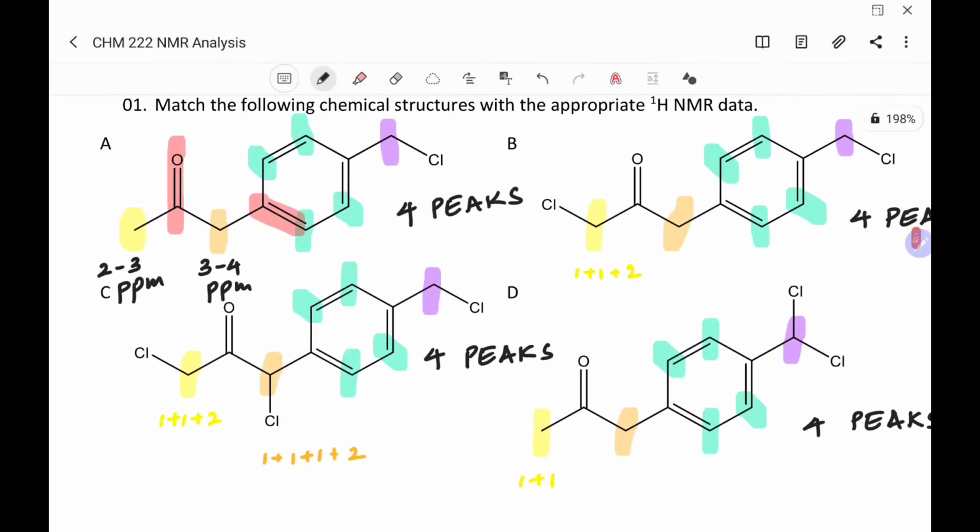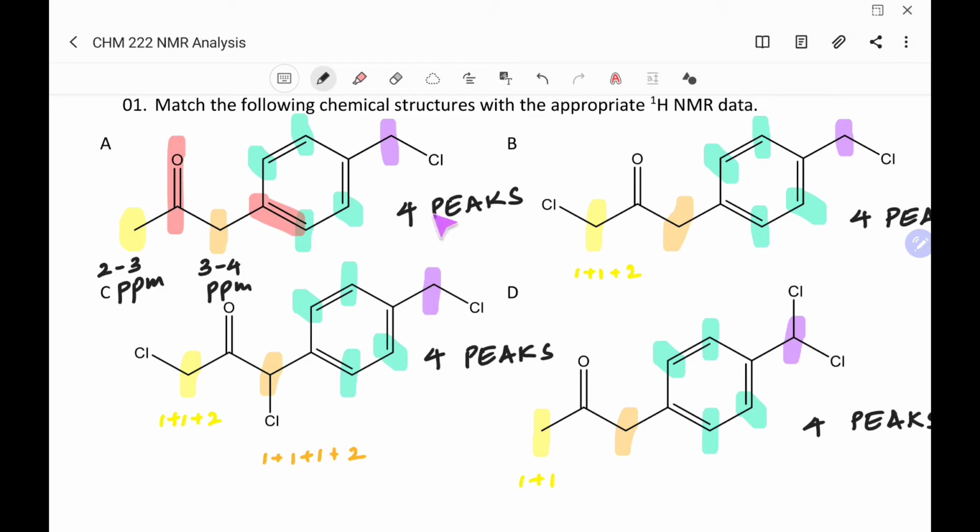And next up is benzene hydrogens. Benzene peaks are typically around 7 ppm. Okay, 6 to 7. So typically benzene peaks are around 7 ppm. So they should be mostly similar for all. So if you see a peak around 7 ppm, that should be the benzene peak for all hydrogens.